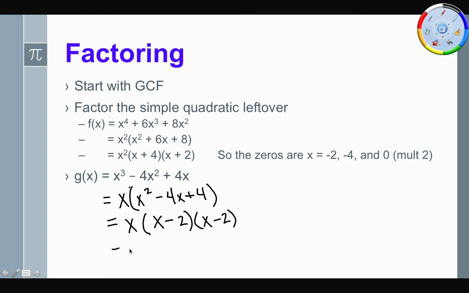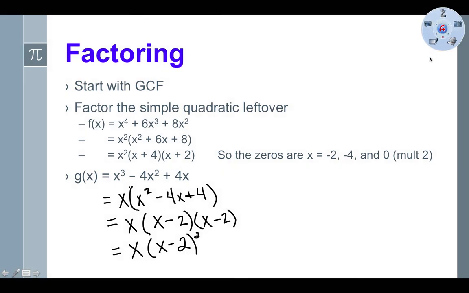And normally we would write that as x times x minus 2 squared, because I have 2 of those x minus 2. So we would say our zeros are x equals 0 and x equals 2 multiplicity of 2. And that is going to complete this lesson.